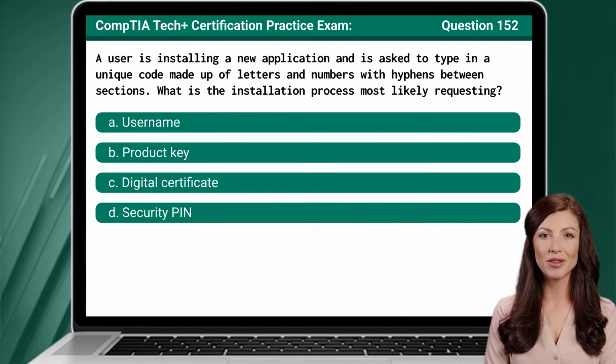Question 152. A user is installing a new application and is asked to type in a unique code made up of letters and numbers with hyphens between sections. What is the installation process most likely requesting?